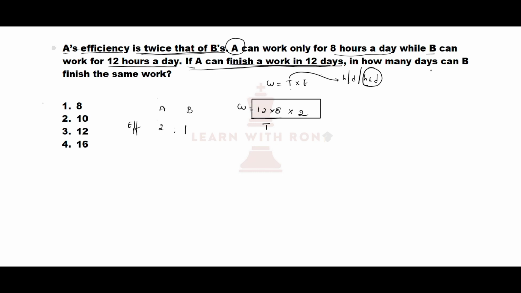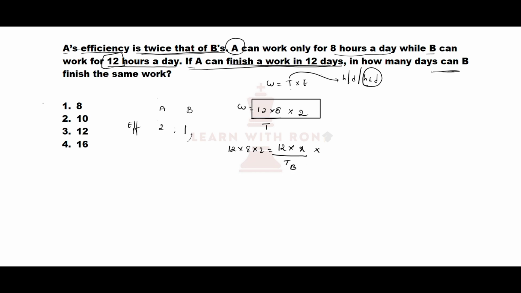Now they asked us to find how many days B takes. Work is equal to 12 into 8 into 2, which equals the time taken by B. How many hours a day can B work? 12 hours a day. 12 means with how many days? Let's take X, and this is the time taken by B.